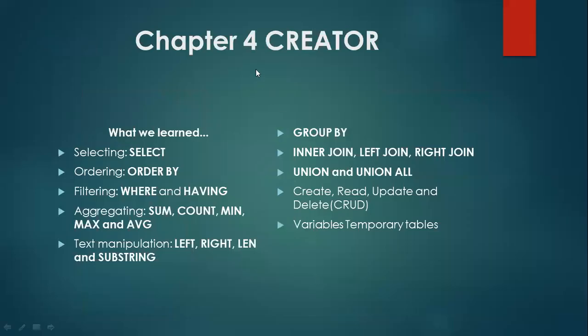Now we will discuss chapter 4, which is the creator. In this chapter, we learned that for selecting, we use the select clause. For ordering, we use the order by clause. For filtering, we use where and having clauses. For aggregating functions, we use sum, count, minimum, maximum, and average. For text manipulation, we use left, right, len, and substring. Group by clause, inner join clause, left join clause, and right join clause.